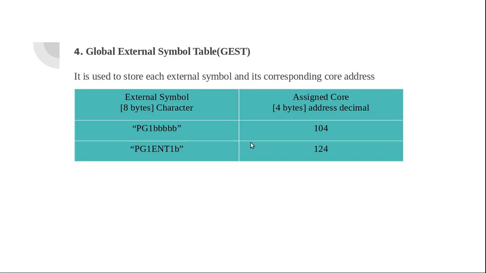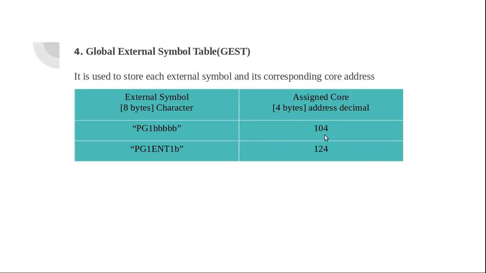So it contains the external symbols and their corresponding absolute address values in each segment. The first column gives the external symbol name, and we are reserving 8 characters of space for that. Each character is 1 byte, so in total we are reserving 8 bytes for the external symbol name. And the second column is for storing the absolute address value of the corresponding external symbol, and we are reserving 4 bytes for the absolute address.